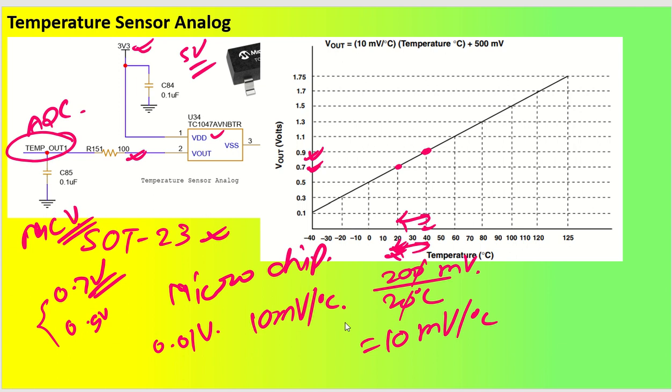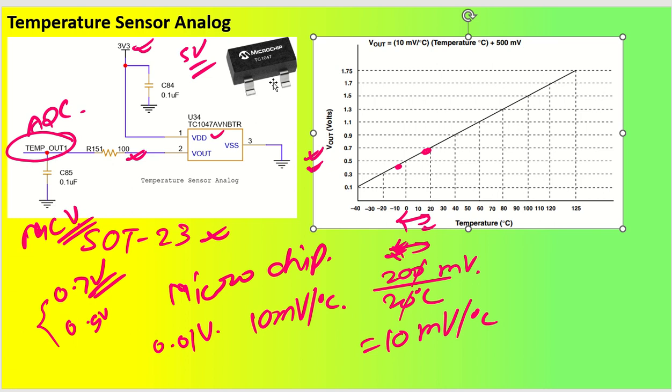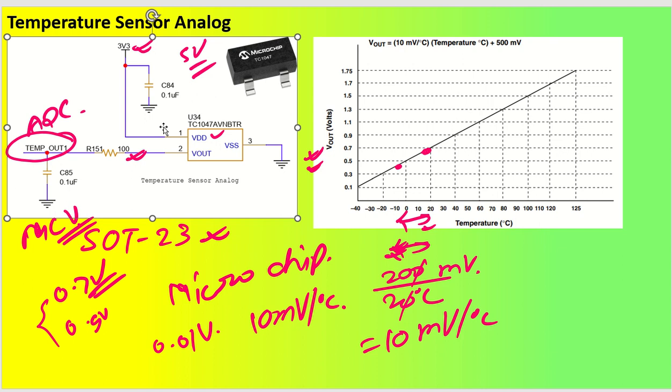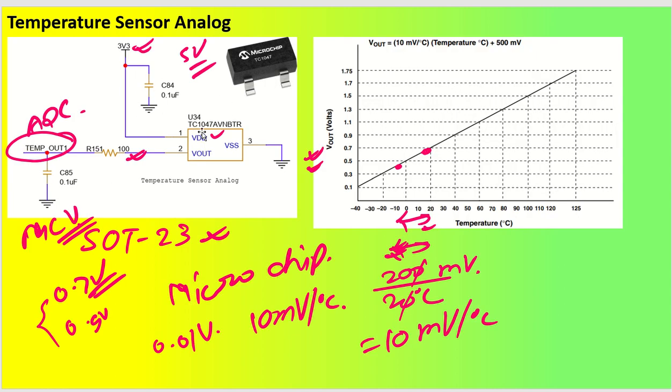All right. So this is a very, very useful and very sturdy analog temperature sensor, and it is just a SOT23 package. Many people are using this for their temperature sensor applications. If you want to replace this temperature sensor with a slightly lower cost one, you can go ahead with Texas Instruments. Texas Instruments has the same SOT23 package IC, the TMP235A, which has the same functionality as the Microchip temperature sensor, the TC1047A.